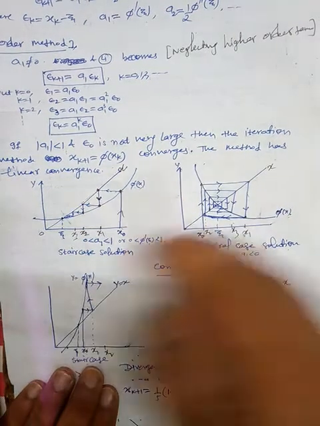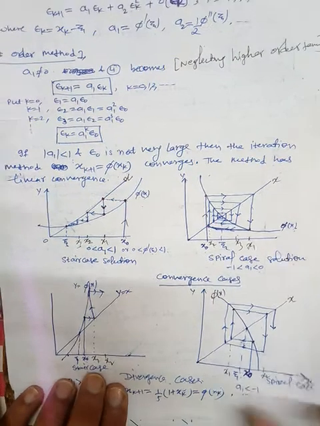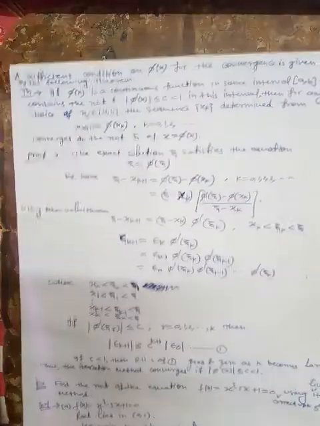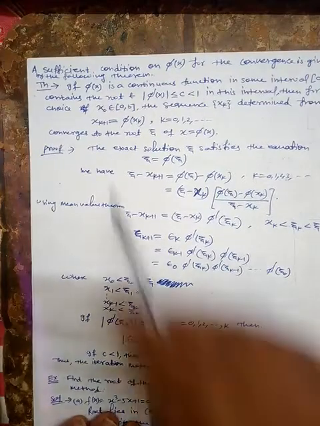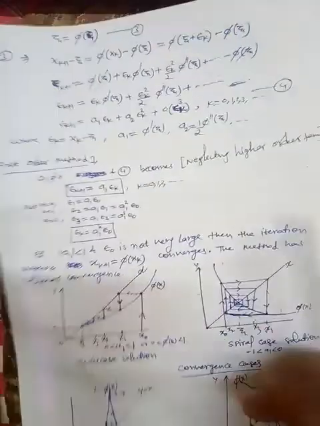Two are for the convergence, two are for the divergence. Okay, I think you understand this. Now we have a theorem based on this convergence or divergence for this method.